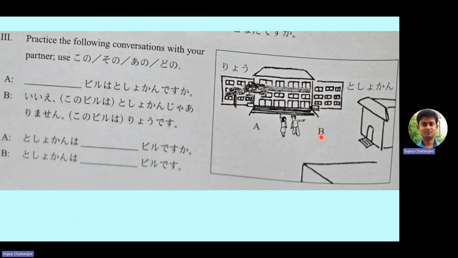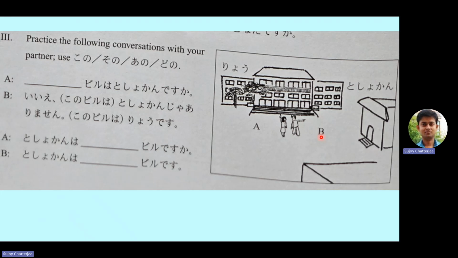That means it's used as an adjective. Kono, sono, ano also means this and that, but it identifies or points to a specific object. That means this one, this particular thing is something. So in that situation you use kono. When we go through these examples, it will be more clear.